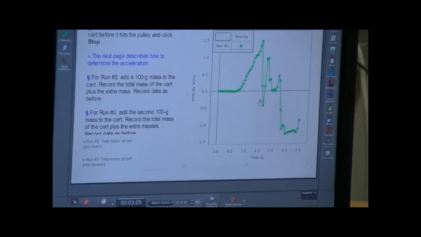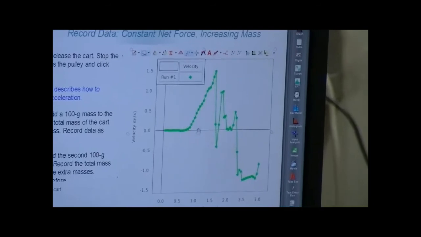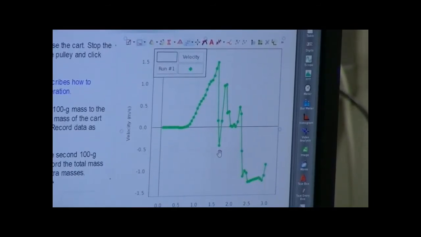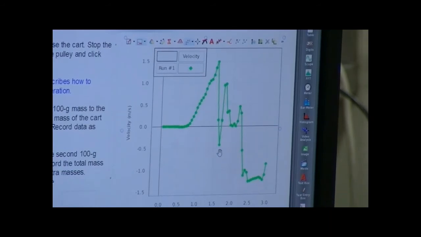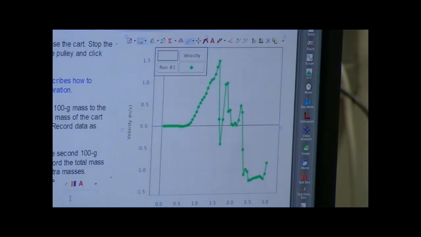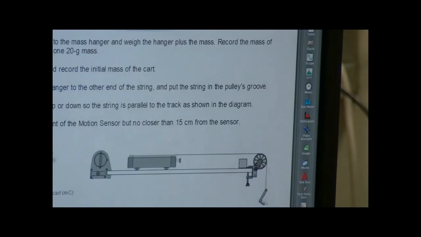Okay, so this is our first run. As you can see, we have a nice linear increase in velocity, linear acceleration like we expected from before. Now we're going to add 100 grams to our cart and measure our velocity with that. So our total mass of the cart is now going to be 297.25 grams. Okay, and we're ready to start.